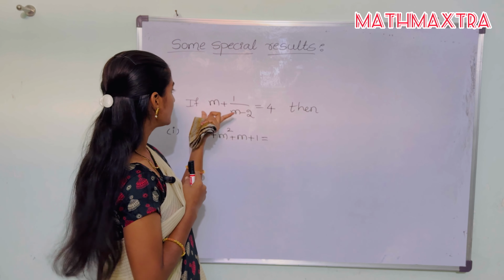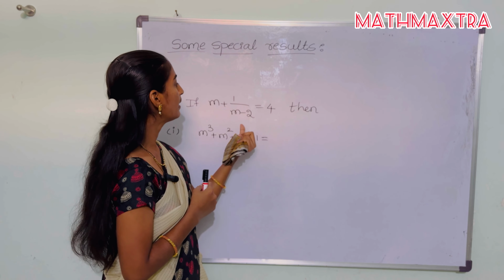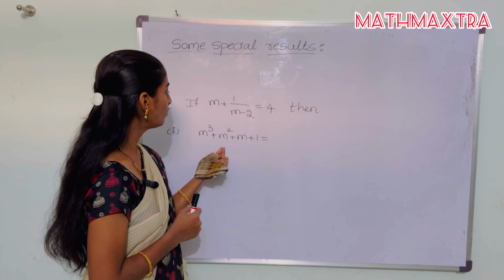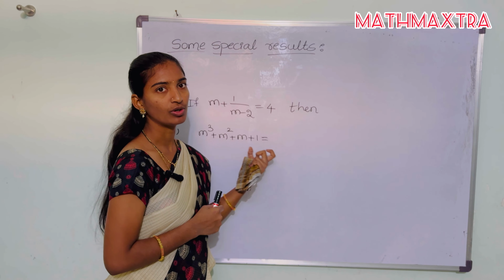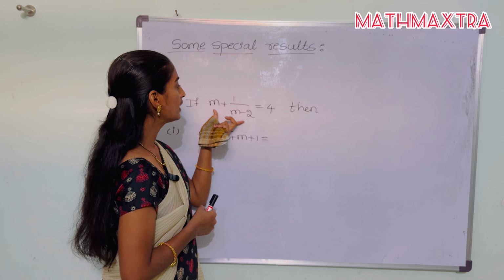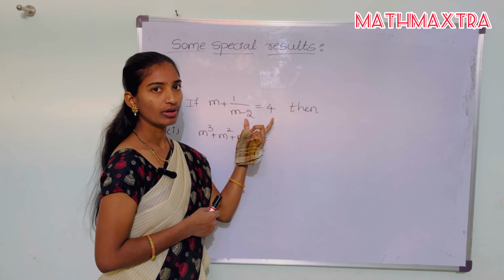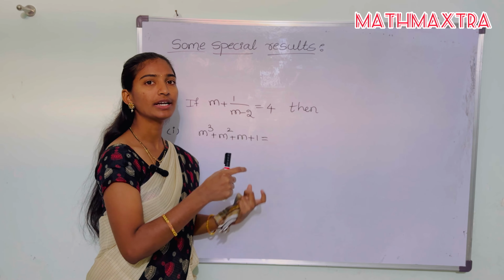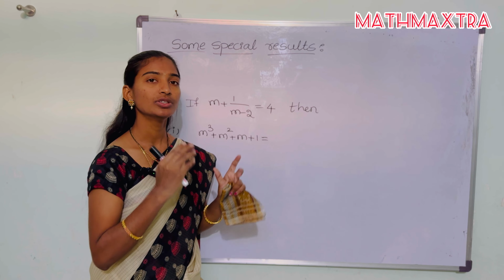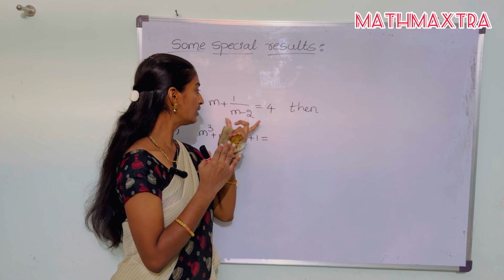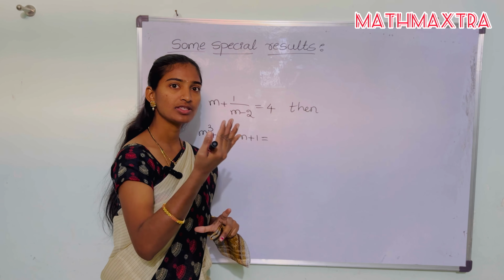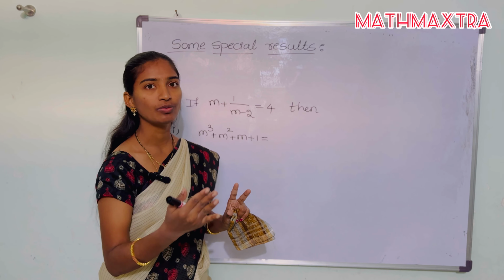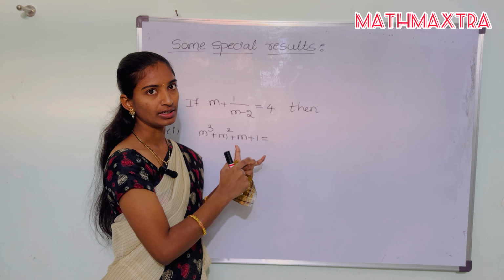If the question is given like this, m plus 1 by m minus 2 is equal to 4, then how to calculate m cube plus m square plus m plus 1? Okay, so if we get an expression like this, what we have to do? We have to convert this equation into the form x plus 1 by x is equal to 2. If we convert this into x plus 1 by x is equal to 2, there we know that the value of x is always equal to 1. So you try to convert it.